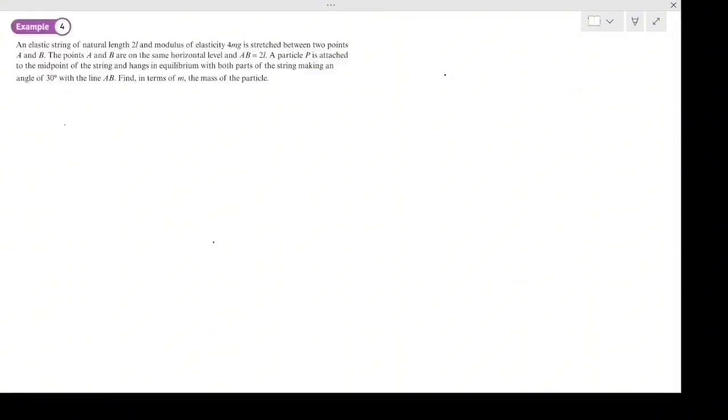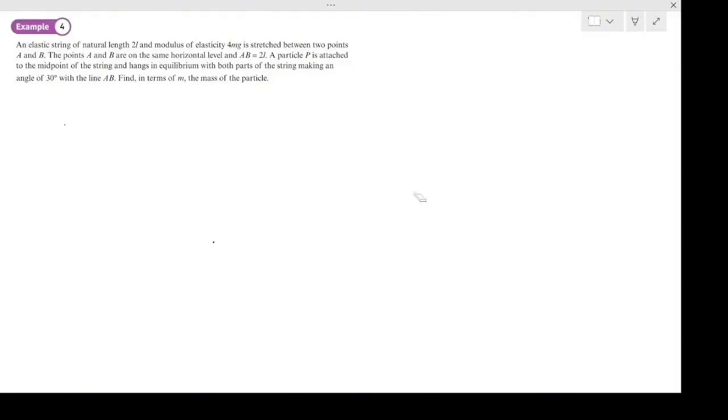Okay, so we've got this last question here. We're told an elastic string of natural length 2L, modulus of elasticity 4mg, is stretched between 2 points A and B. The points A and B are on the same horizontal level, with AB equal to 2L. Particle P is attached to the midpoint of the string and hangs in equilibrium, with both parts of the string making an angle of 30 degrees with AB. Find, in terms of m, the mass of the particle.